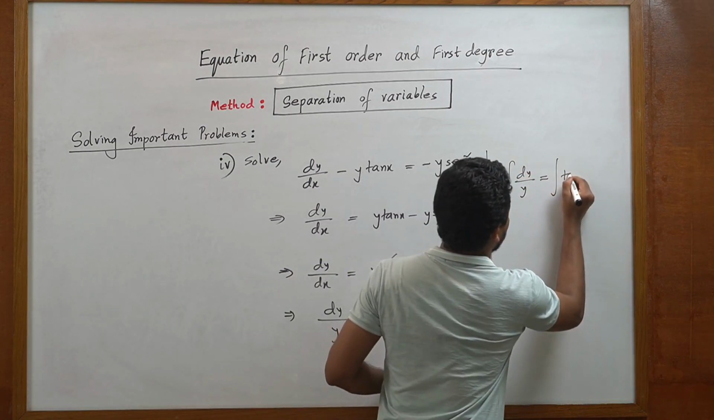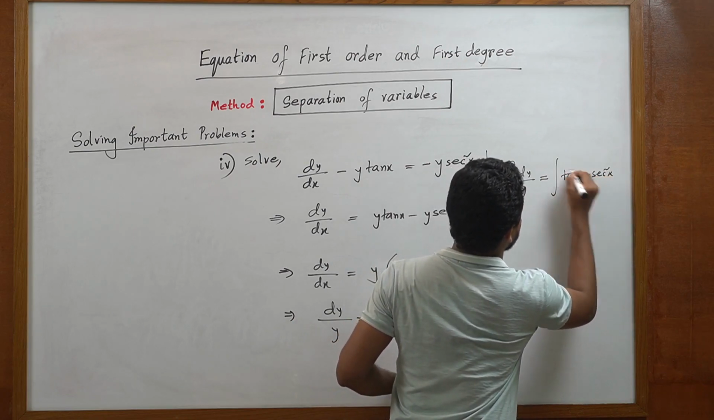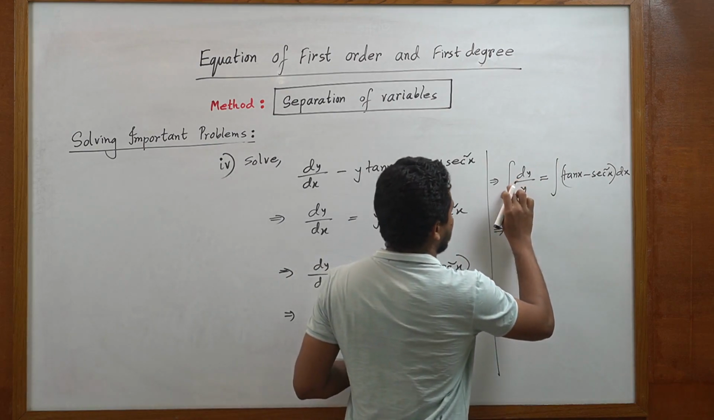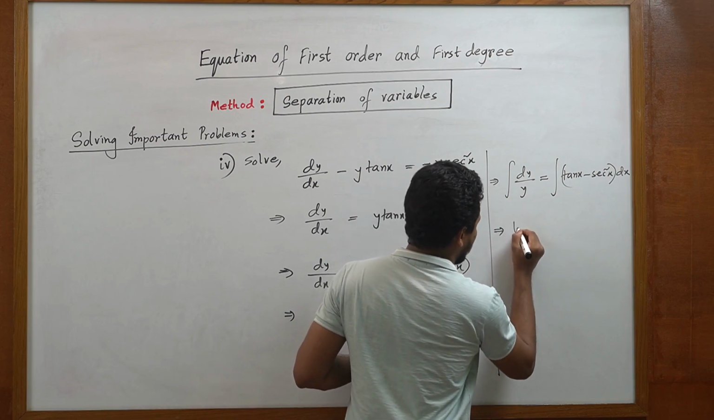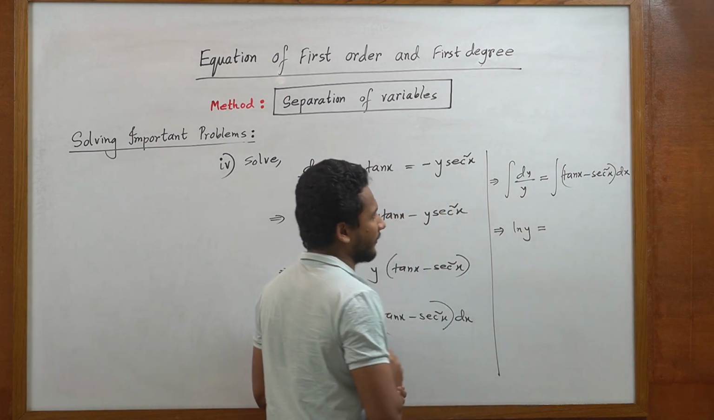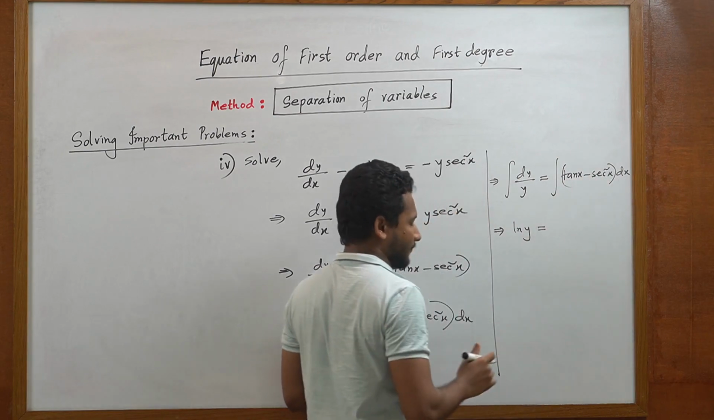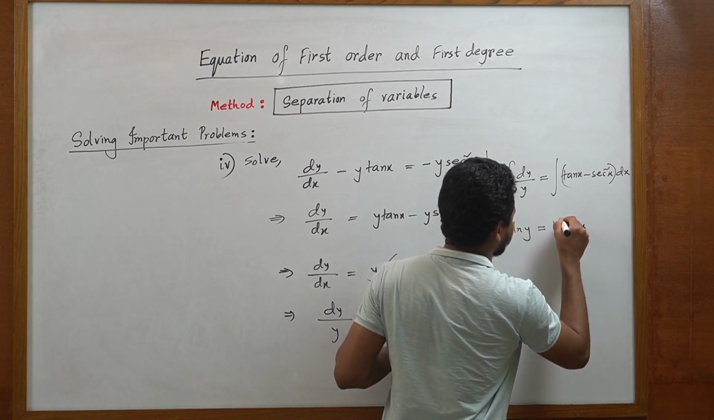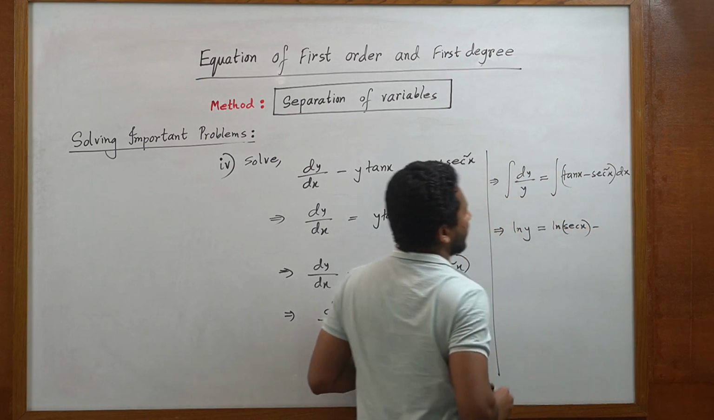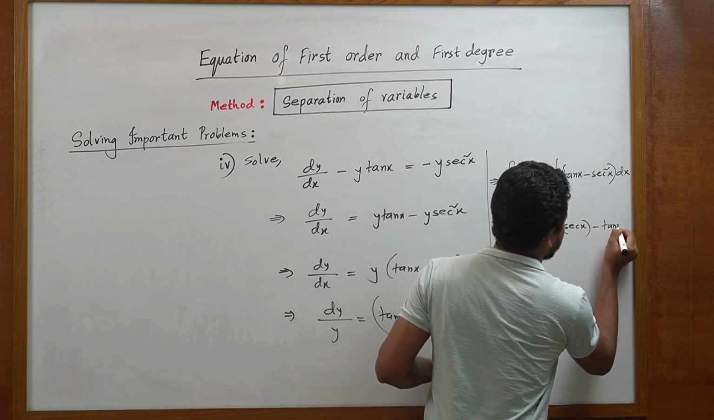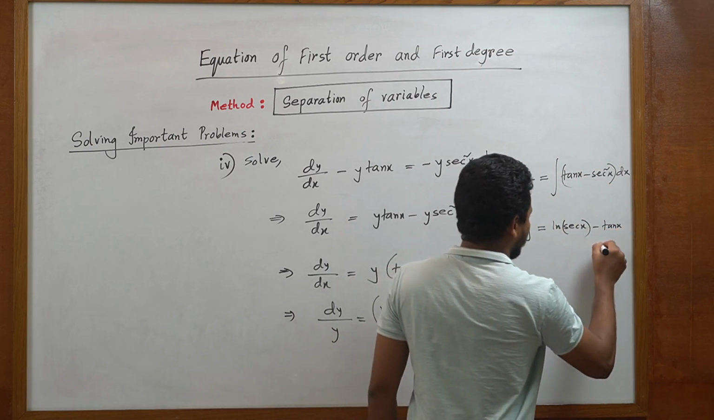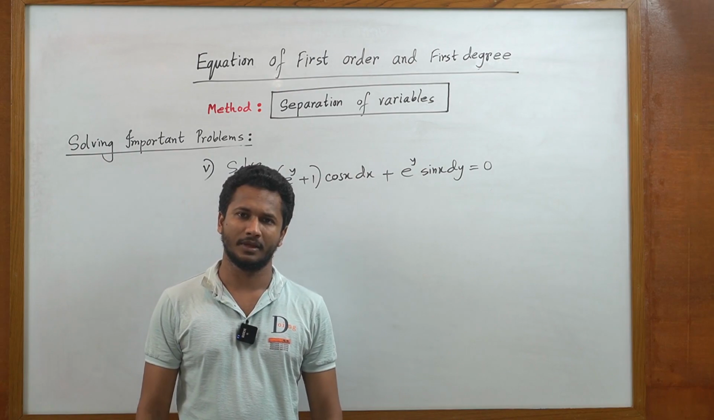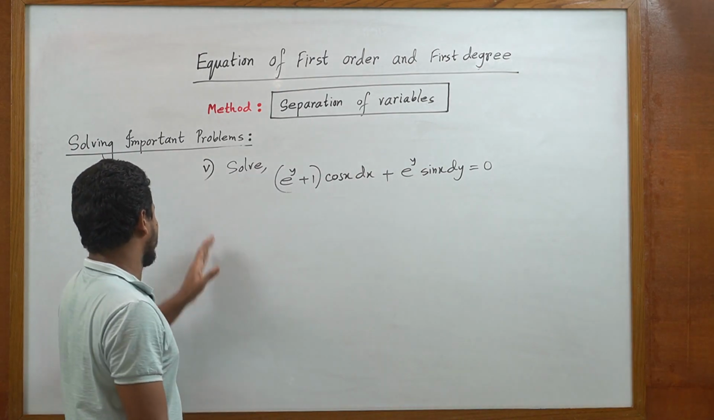Integration of tan x minus sec square x with respect to x. Integration of 1 by y with respect to y is natural logarithm of y, ln y. Integration of tan x with respect to x is natural logarithm of sec x. Integration of sec square x is tan x, plus c. So this is the solution. Now I will go to the fifth problem.